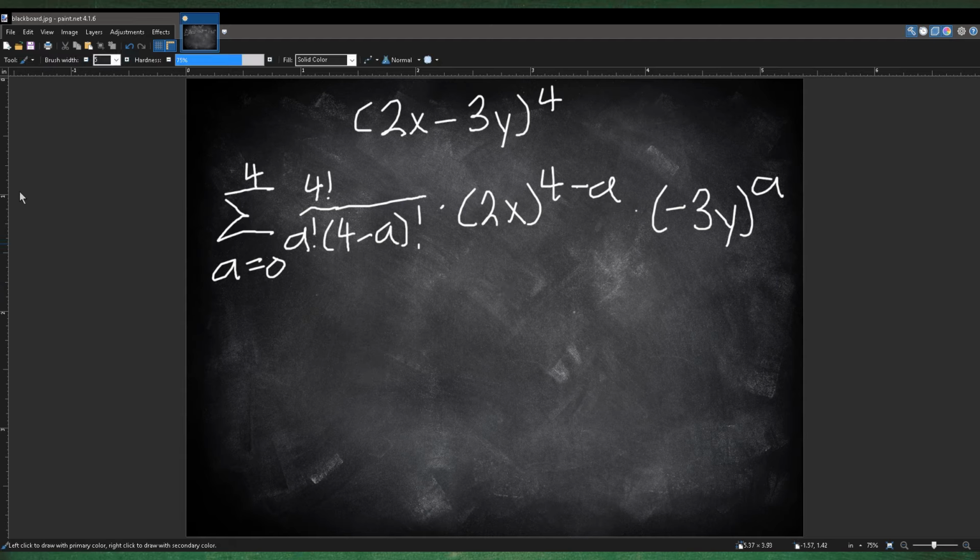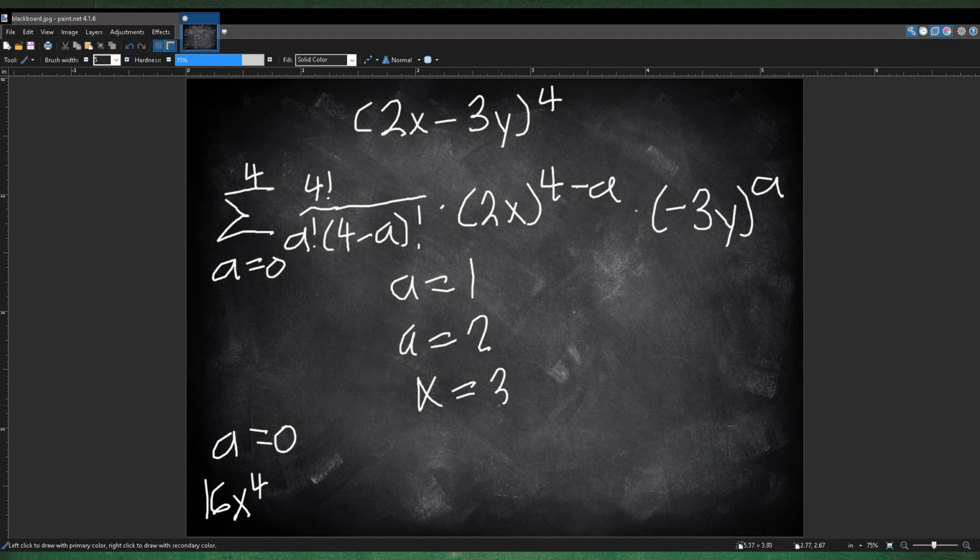I'll write it on the bottom so you get the terms out. So 16x to the power of 4. Okay, the next term will be when a is equal to 0, because this case gets us when a is equal to 0. The next term is when a is equal to 1. So then we have to do a is equal to 1, a is equal to 2, a is equal to 3, and a is equal to 4. So basically we're just going to use the entire thing.